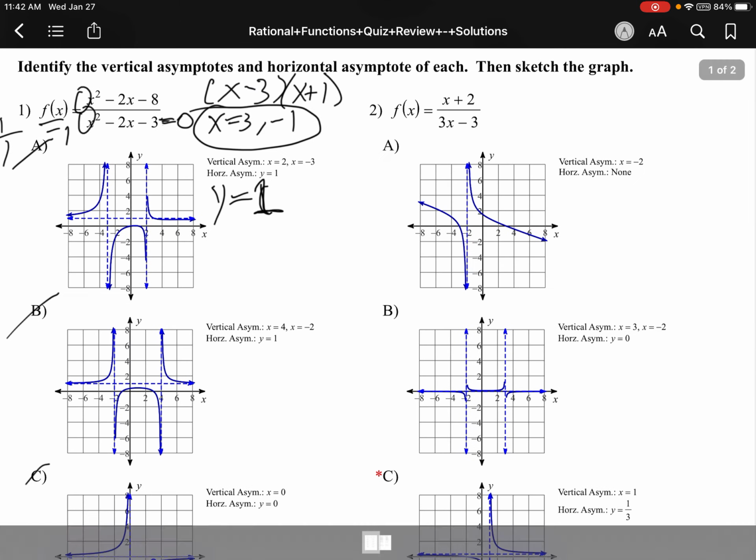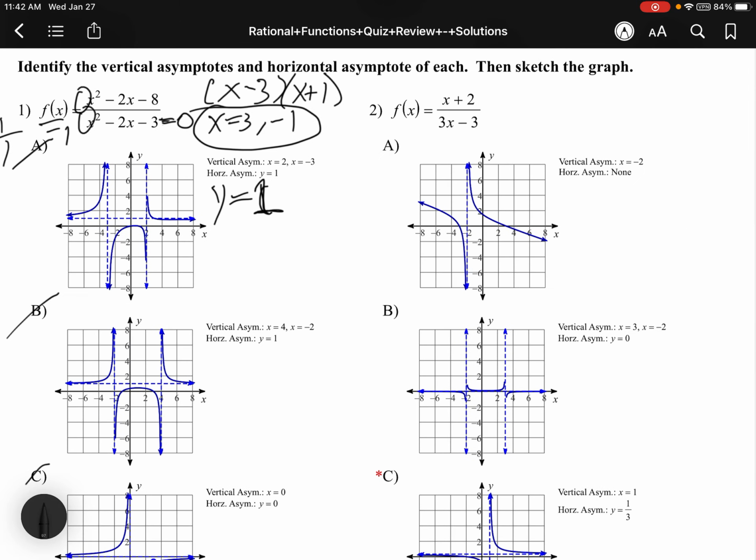We're going to do the same thing for number 2. This one is a little bit more simple because we have 3x minus 3 is equal to 0. And you don't have to factor anything, right? We're going to add 3 to both sides, and you get 3x is equal to 3. Divide both sides by 3, and you get x is equal to 1. So our vertical asymptote is at x equals 1.